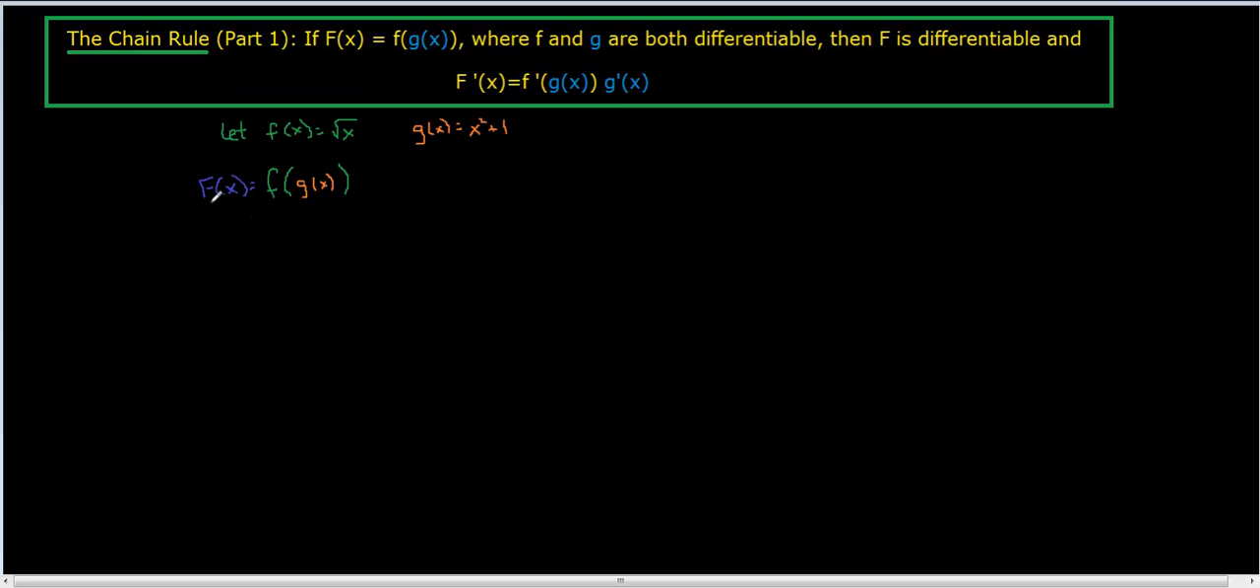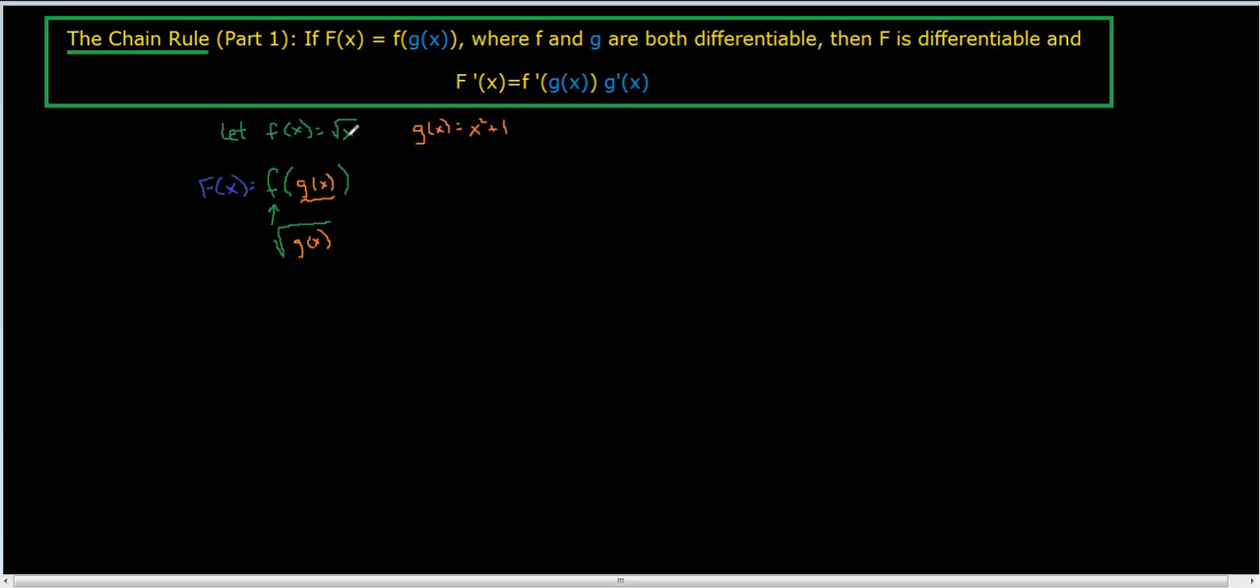The way you read this is capital F of x is f of g of x. Now, the way we interpret this is the outer function, the little f, is the square root formula. So we're going to use this formula: little f of x equals square root of x. This tells us to use the square root formula. Wherever there is an x in the square root formula, we want to substitute it with a g of x.